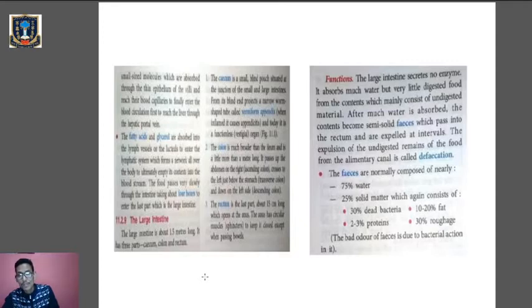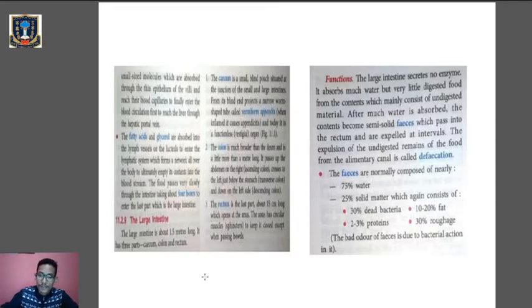Alright, now we will talk about the functions of the large intestine. The large intestine does not secrete any enzyme, but it will absorb much water and very little digested food material. Listen carefully: the large intestine absorbs much more water than digested food. After the water is absorbed, the contents become semi-solid and pass to the rectum, and from the rectum to the anus, where the sphincter muscles open up and the fecal material is excreted. That is called defecation.